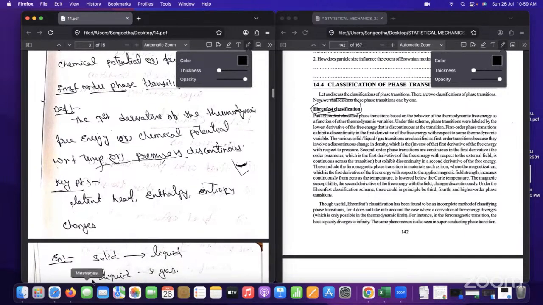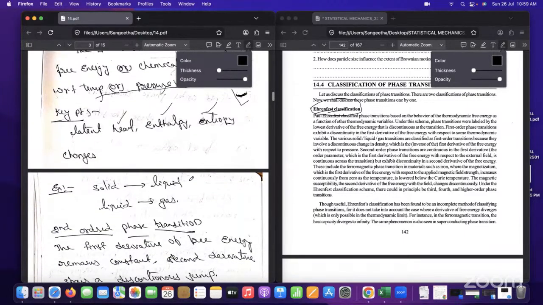Which factors change because of this first order phase transition? Because of first order phase transition, latent heat, enthalpy and entropy changes take place. What are the examples of first order phase transition? Solid converting into liquid, liquid converting into gas are called first order phase transitions. Next, we come to second order phase transition.